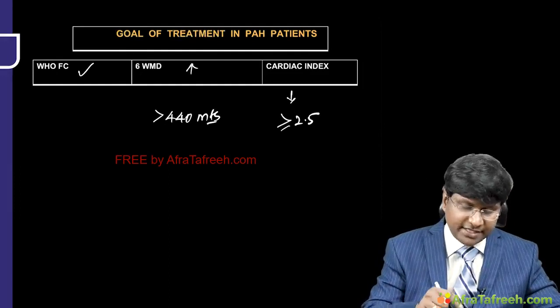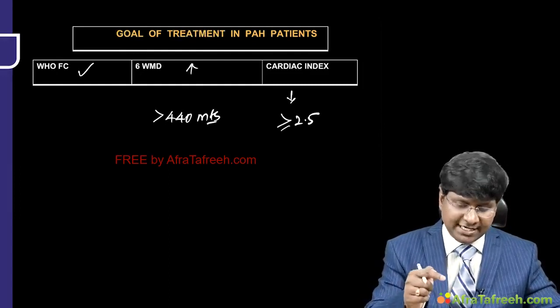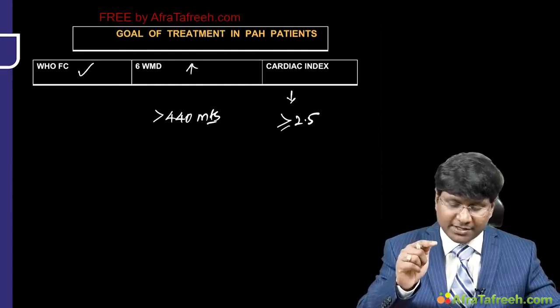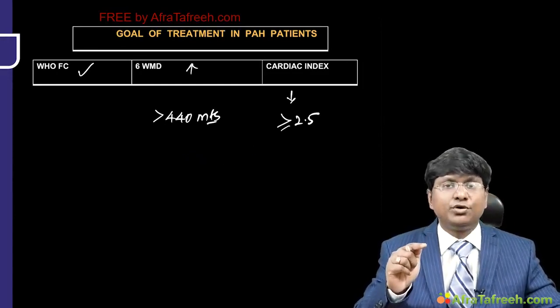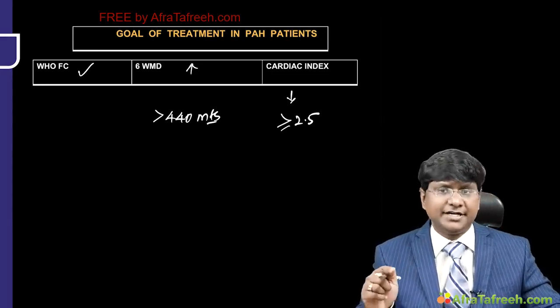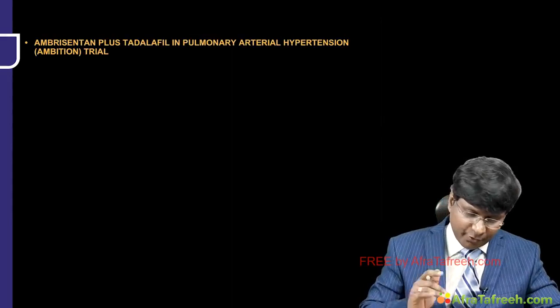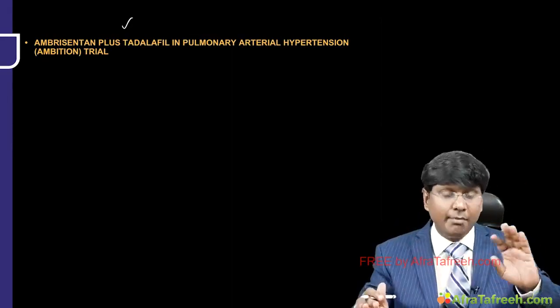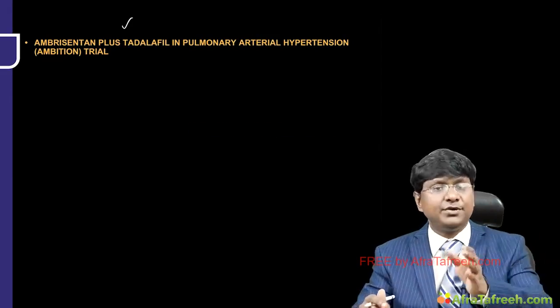What is your goal? That is improvement in the WHO functional classification. The 6 minute walk distance has to be improved to more than 440 meters, and cardiac index should be improved to more than or equal to 2.5 liters per minute per meter square. So now the point is the combination of the drugs. So remember, combination therapy is more effective than monotherapy.